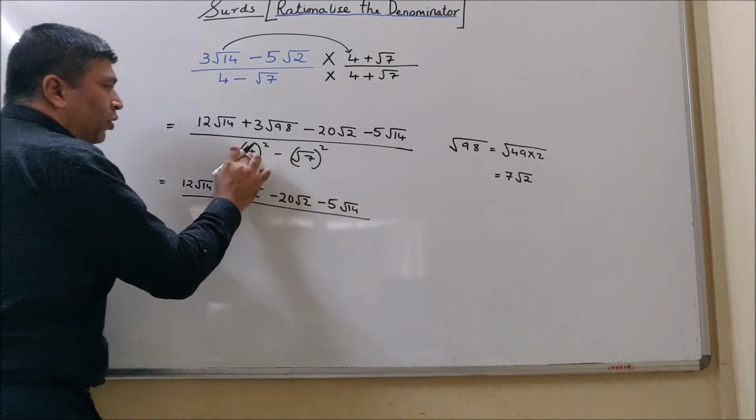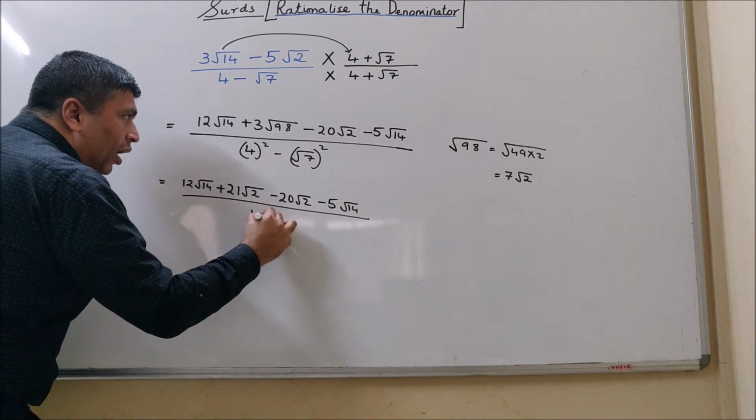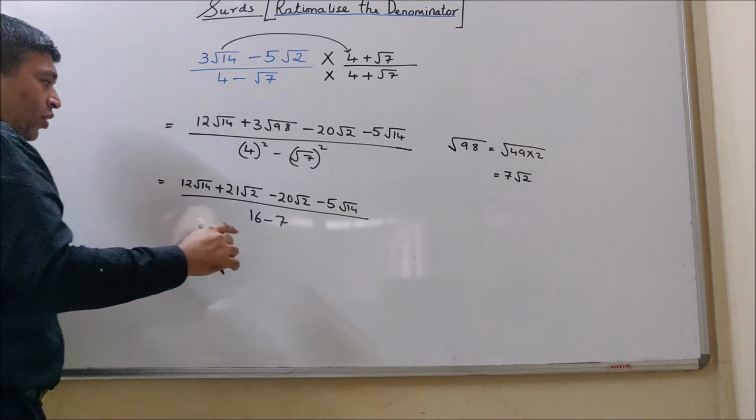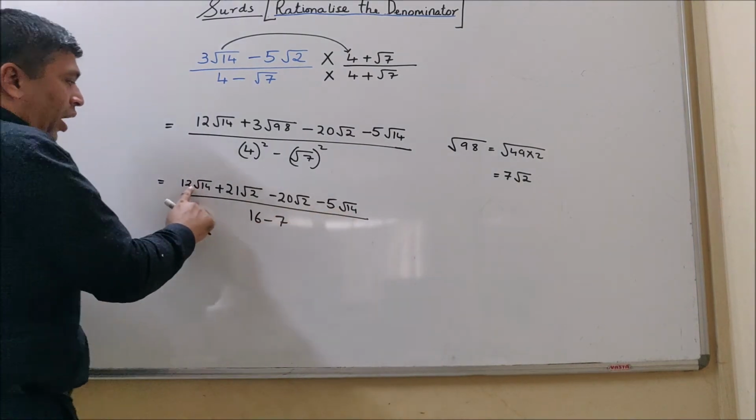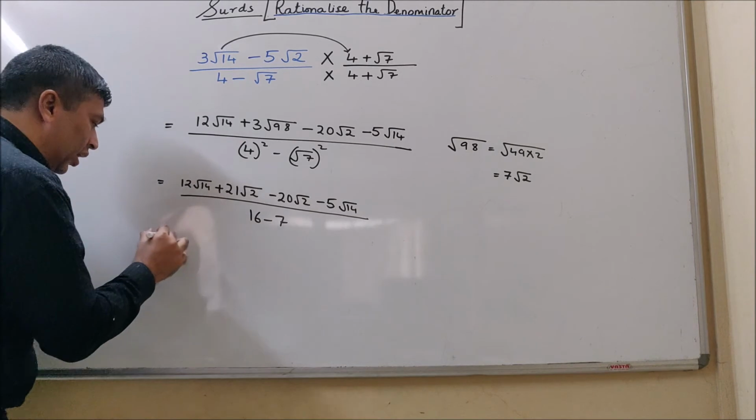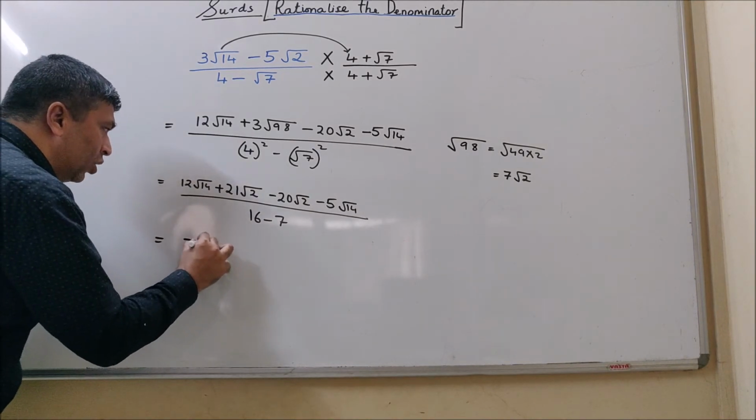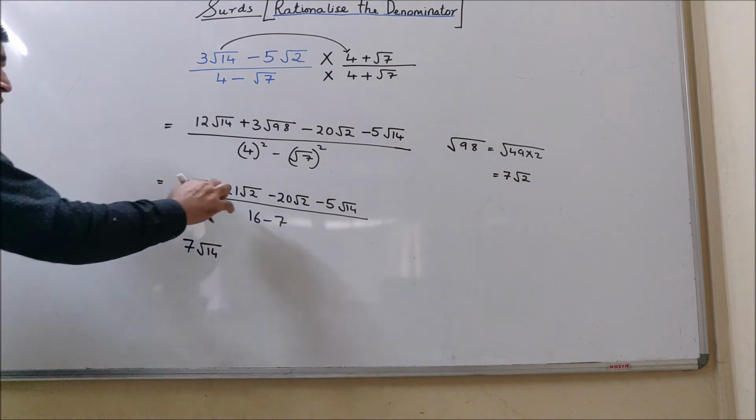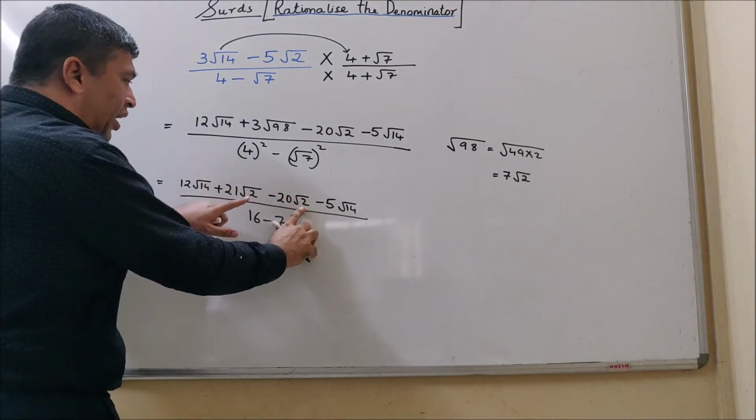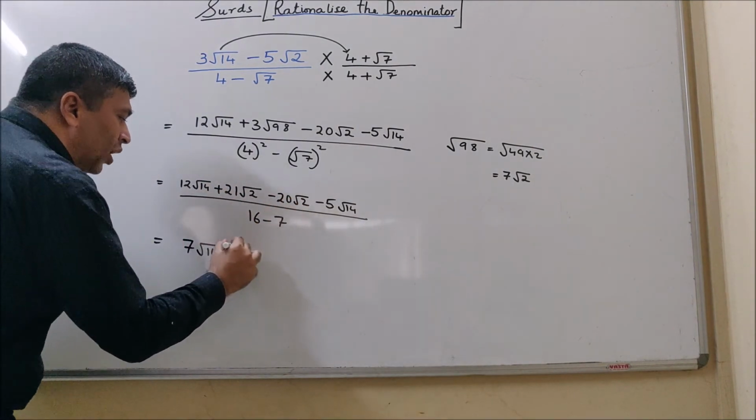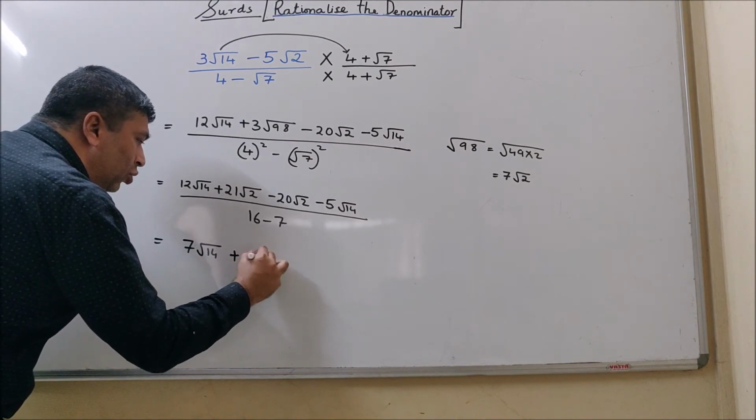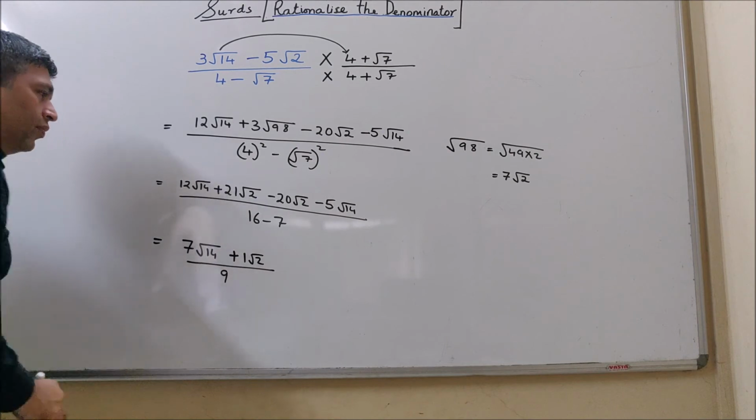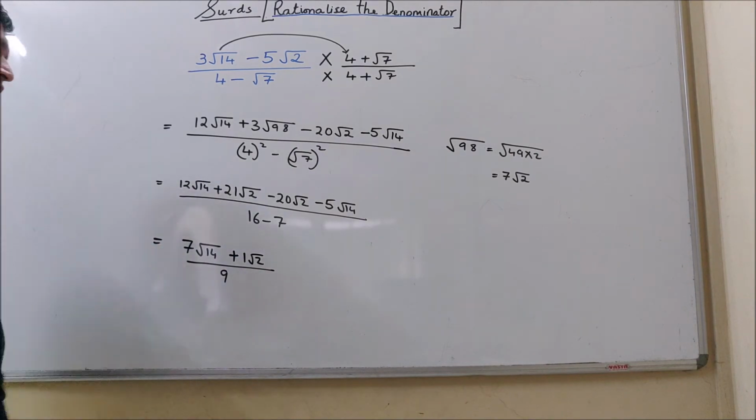Your denominator will become 16 minus 7. Now, look at the first and the last term. 12 minus 5, it is 7 root 14. And 21 minus 20, because these are like surds, so it will be plus 1 root 2, upon 9, and that's your final answer.